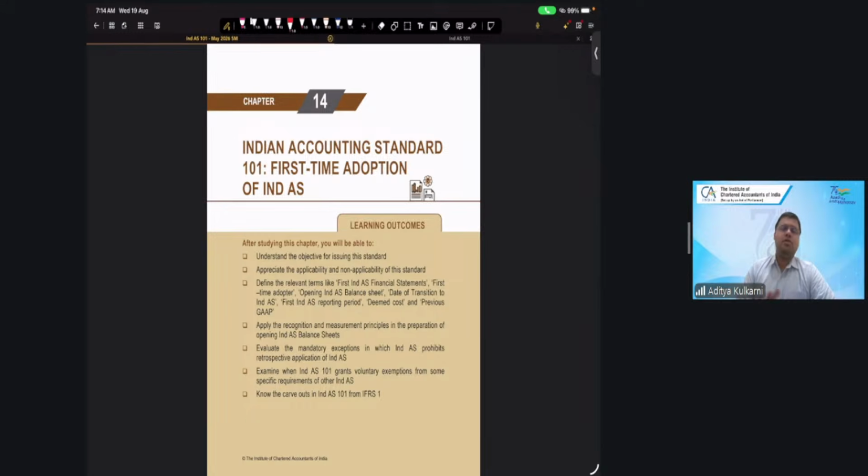Similarly, for ESOPs or for fixed assets or for anything that is there under the sun in your balance sheet, each and every line item you would sit and analyze. And ultimately, you would analyze from the point it actually took birth in your financial statements. And you would have to do a restatement in line with Ind AS.